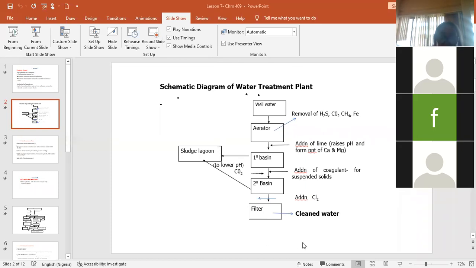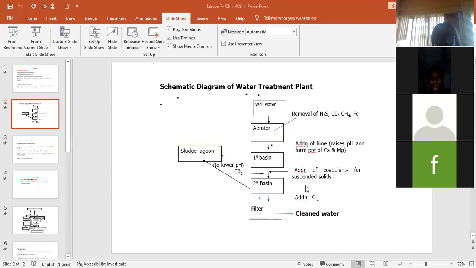All right. So that's how we get our cleaned water. If you want to do pure water, for instance, it's the same process, but slightly different. Instead of chlorine, some of you know that you use UV lights. The UV light does the same work that chlorine does. The chlorine kills microorganisms. The UV light also does that.